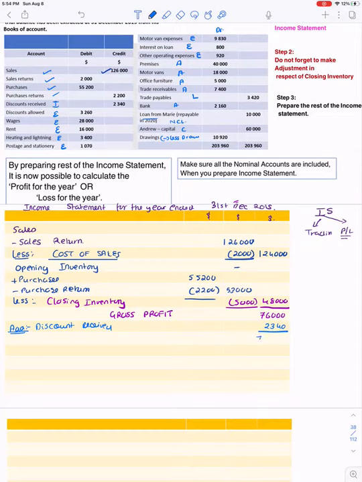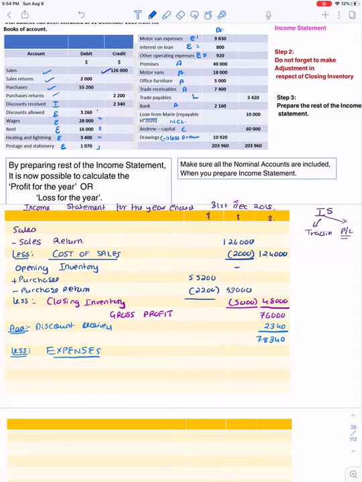I would come up with 78,340, less all your expenses. Now, because I have more than one expense, I will put the heading of expenses, and I would write all the expenses one by one. 1, 2, 3, 4, 5, 6, 7, and 8 expenses I have. I would write all the 8 expenses one by one.